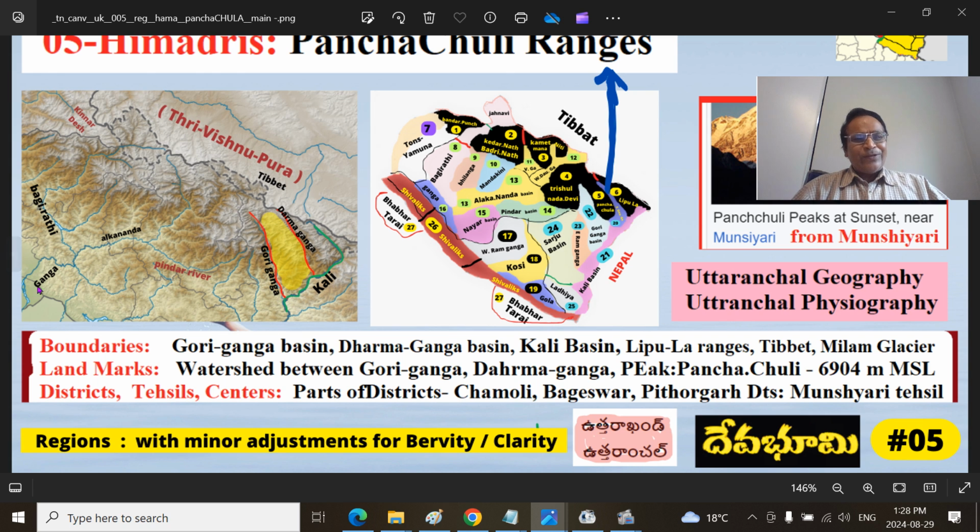So the district, this is essentially the Chamoli district. This is the Pithoragarh district. And the tehsils are Chamoli and Bageshwar, Pithoragarh district. Essentially the Munshiari tehsil region of this, bordering the Nepalese border. So we covered that.